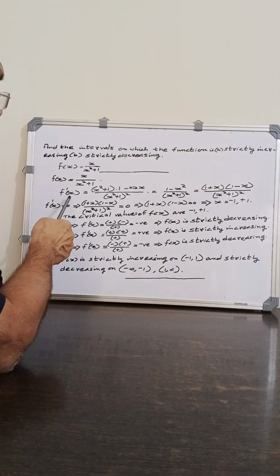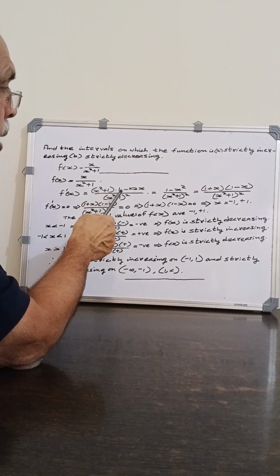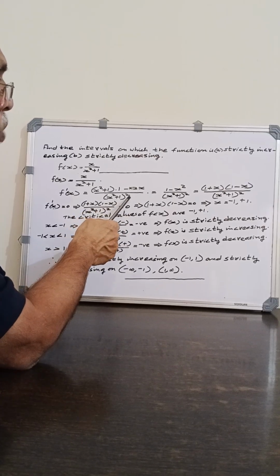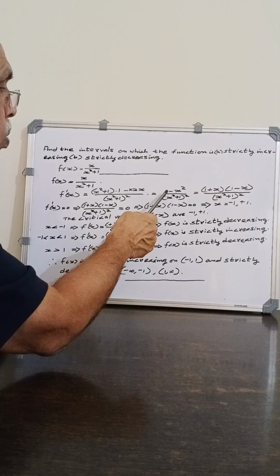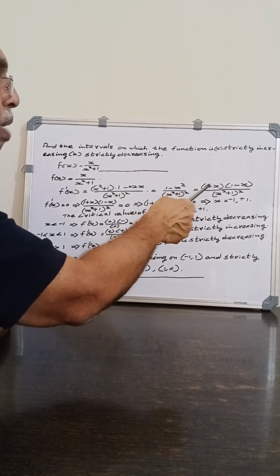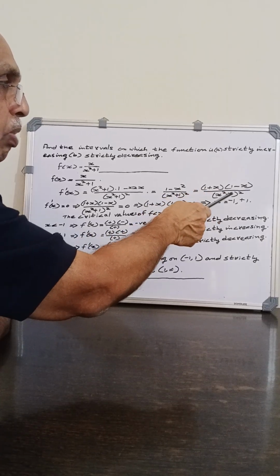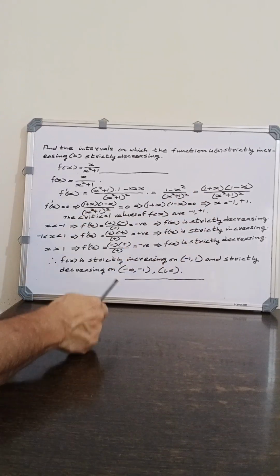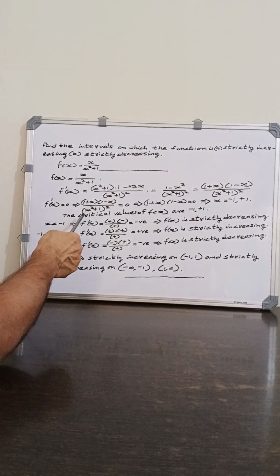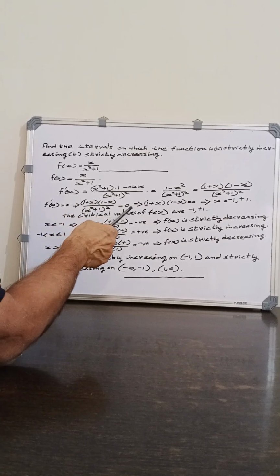Its derivative f dash of x equals (x squared plus 1) into 1 minus x into 2x by (x squared plus 1) the whole square. Then simplified, it becomes 1 minus x squared by (x squared plus 1) the whole square. Then factorized, (1 plus x) into (1 minus x) by (x squared plus 1) the whole square. f dash of x equals 0, that is, (1 plus x) into (1 minus x) by (x squared plus 1) the whole square equals 0.